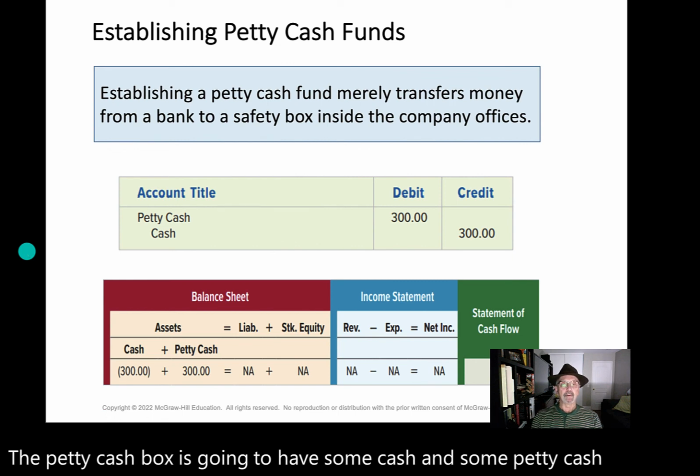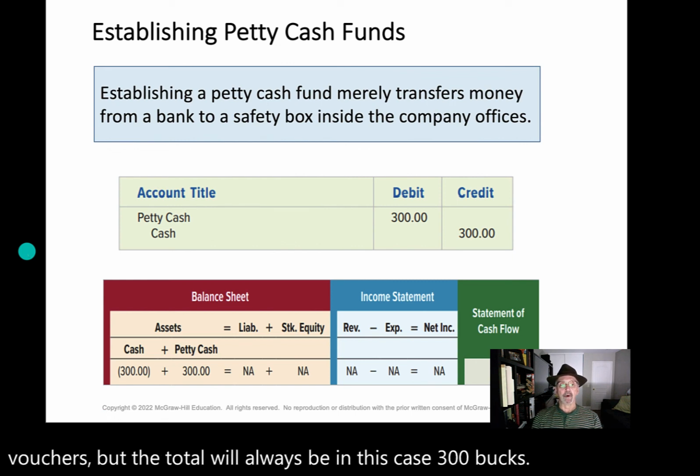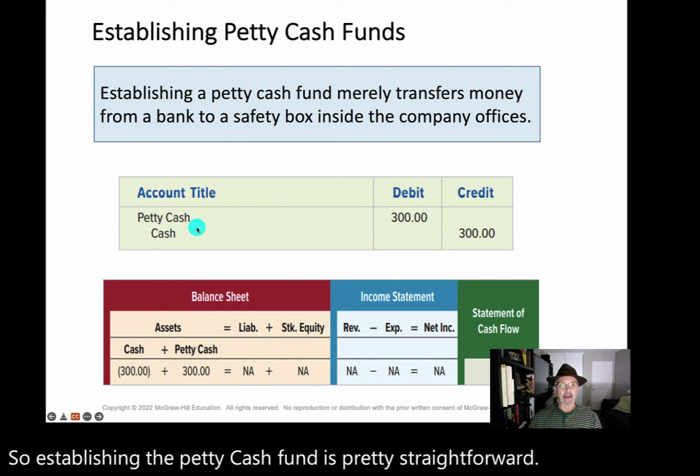So establishing the petty cash fund is pretty straightforward. We're going to debit petty cash for $300, credit cash, a simple asset exchange.